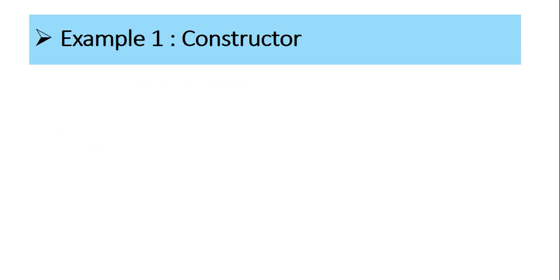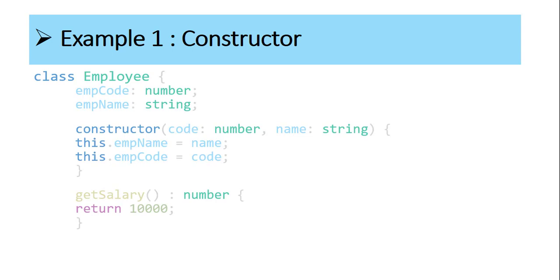Now let's see one example. Class Employee: class is a keyword, then the name of the class, Employee, then curly bracket start and curly bracket end. This is a similar syntax to C#.NET. Look here, this is a variable, emp code colon number. One variable is declared inside the class, and another, emp name, is of type string.